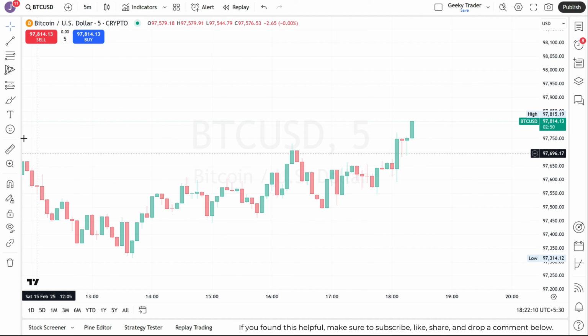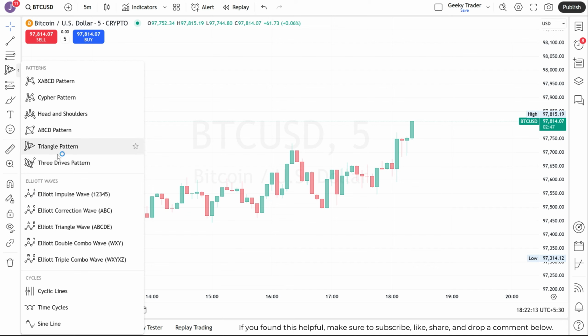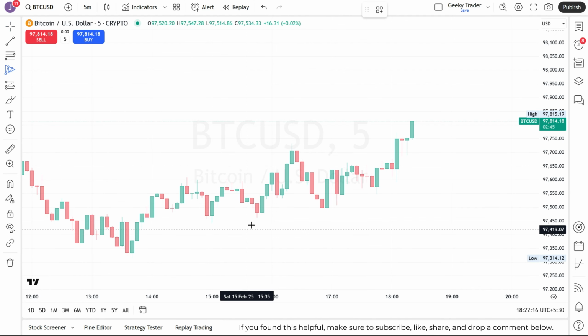Look over to the left side of your screen. You'll find a variety of drawing tools there. From these, select the triangle pattern tool. This tool is super useful for identifying key market structures and setting up high probability trades. Once you've selected it, the next step is simple but crucial. We're going to connect the important price levels.